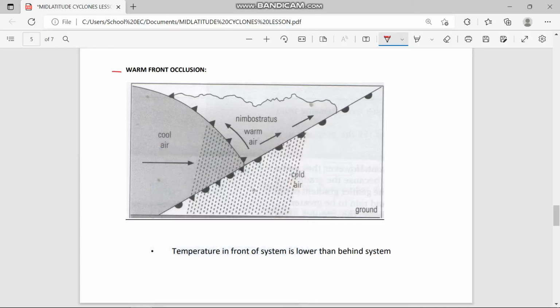Warm front occlusion is whereby the warm front overtakes the cold front. This is a vice versa, something opposite to what we have discussed. In cold front occlusion, the cold front overtakes the warm front, but now in a warm front occlusion, the warm front overtakes the cold front, as you can see in the diagram. The warm front has increased its length, cutting through this cold front. Now things change as this warm front cuts into the cold front. So the temperature in front of the system is lower than behind the system.